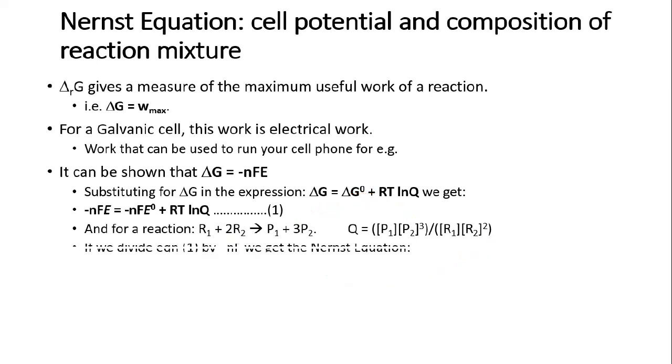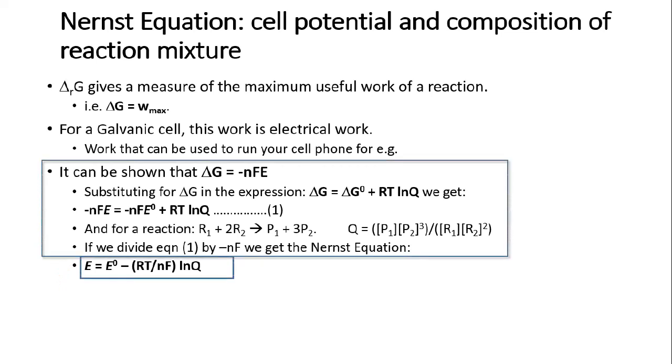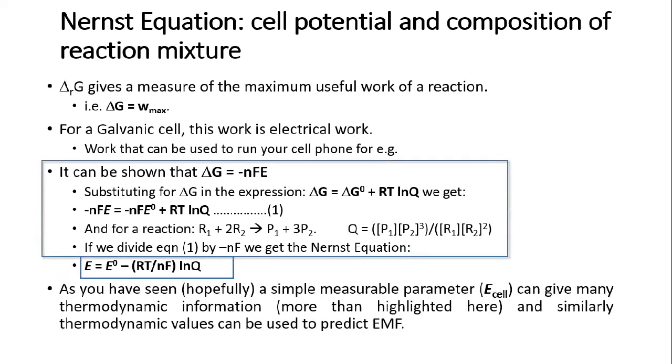Just a reminder. Right? Now, if in this equation we divide through by minus NFE, then we'll end up with this equation here. This is the Nernst equation. Okay, this is what we call the Nernst equation. All right, so as you have seen, hopefully a simple measurable parameter, E cell, can give many thermodynamic information. So we can get a lot of thermodynamic information by just measuring the cell potential.